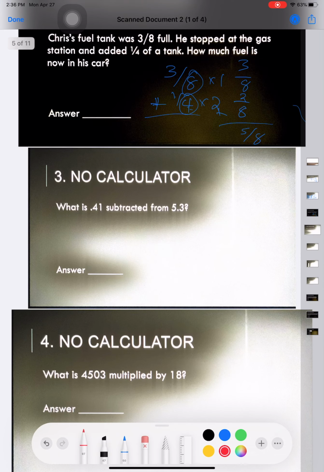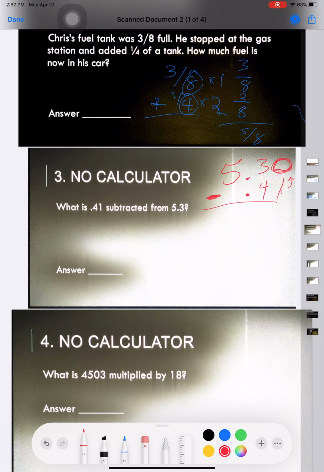Next question. What is 0.41 subtracted from 5.3? So 5.3 minus 0.41. What this one's really testing is to see if you can remember how to subtract decimals. And one of the key things to remember is A, line up your decimals. B, if it's subtraction, make sure you put the number you're subtracting from on top. So that one has to be subtracted from something up here.